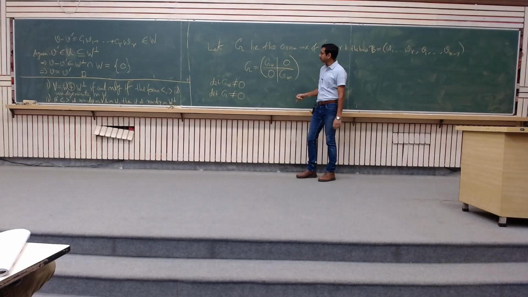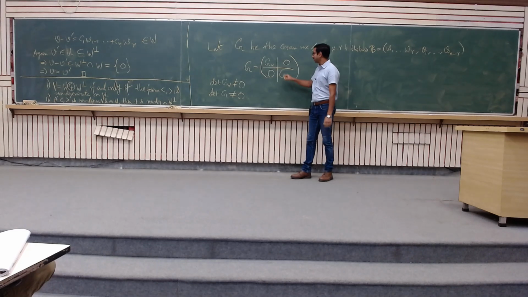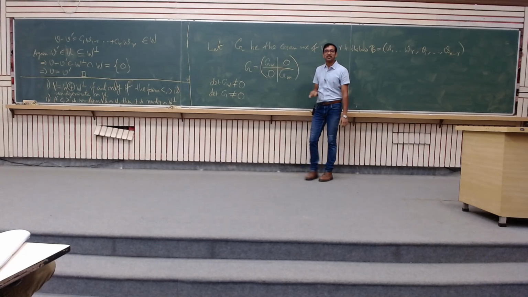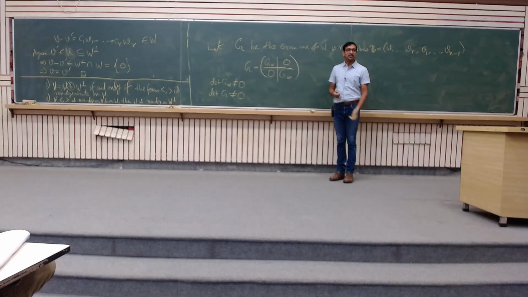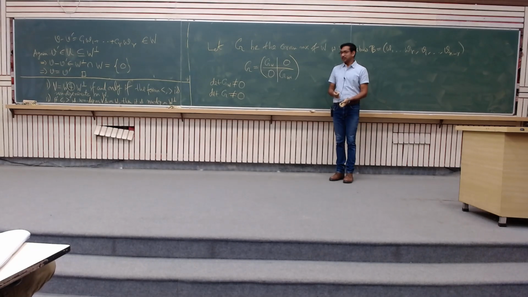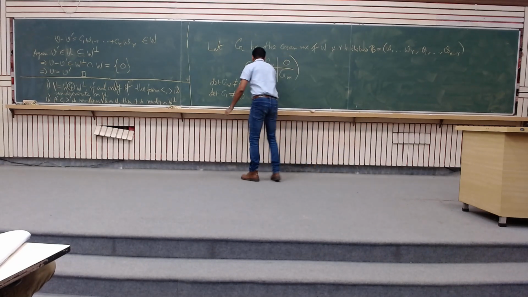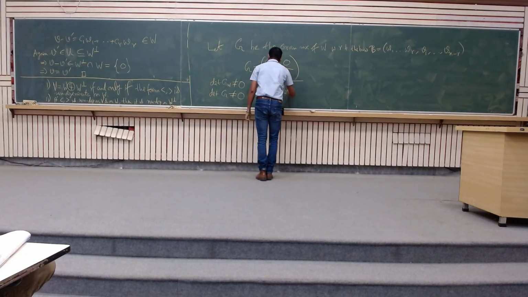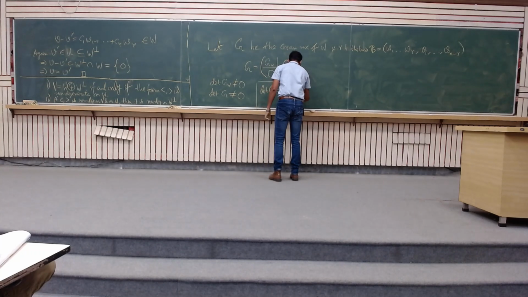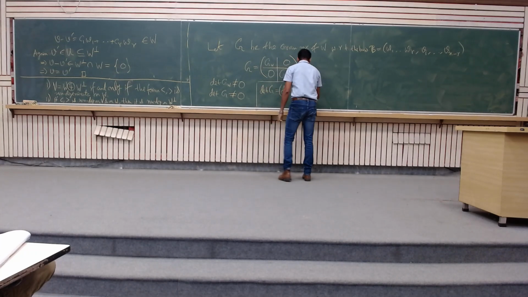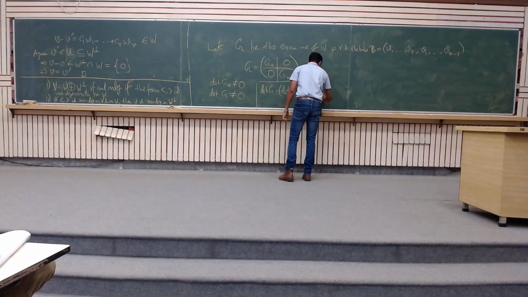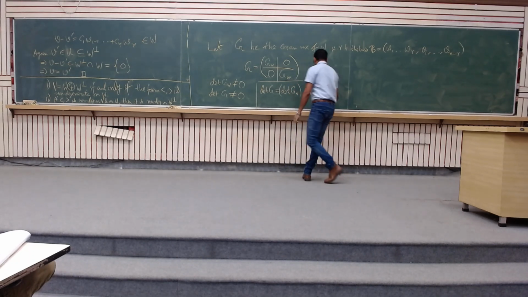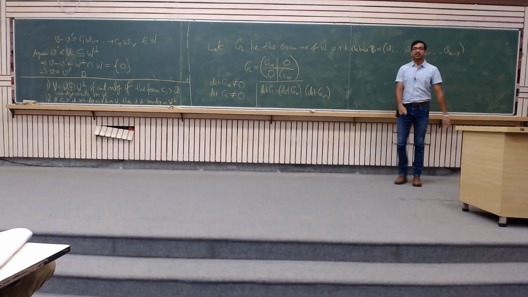What's the relation between the determinant of G and the determinants of G_W and G_W perp? Any guess? Yes, it's a product, right? So the determinant of G is equal to the determinant of G_W times the determinant of G_W perp. How do we prove this?